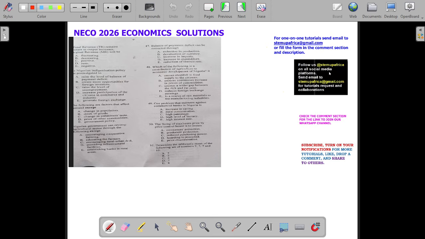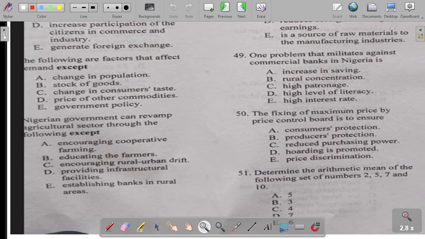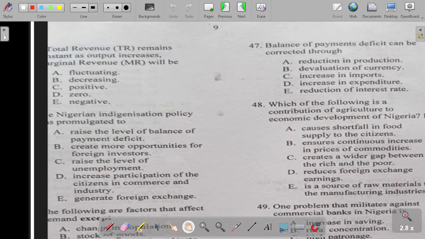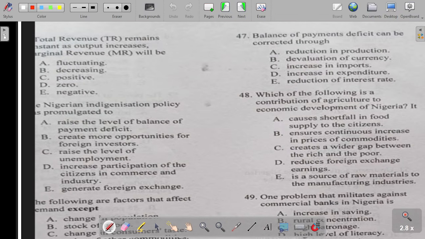Number 43. Let's see what we have there. The total revenue remains constant as output increases. As output increases, marginal revenue will be what? Fluctuating, no. Decreasing, not at all. Positive, no. The answer is 0. D.